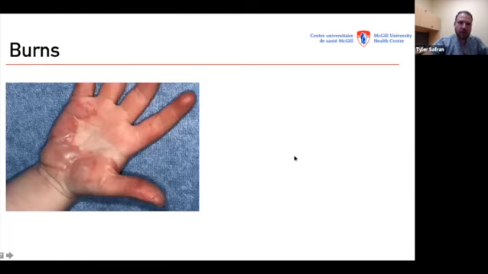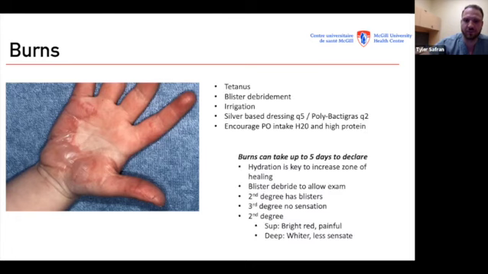So for burns, we get asked often, what about the blisters? We always debride the blisters, especially if they're going to come to see us, because first of all, we get a really good idea of what the burns look like when they come to see us in the clinic, because burns traditionally take almost 3 to 4 days to declare themselves if you don't have any advanced imaging, like near infrared or Doppler imaging. So we always give tetanus, blister debridement, irrigation. We do a silver dressing for 5 days or polybacterial Q2. We tell the patient to drink fluids and have a high protein diet.